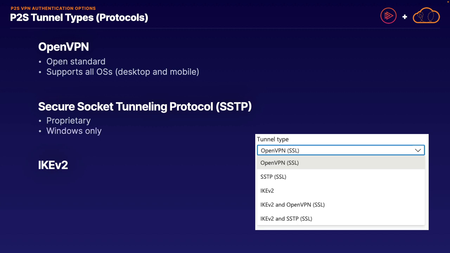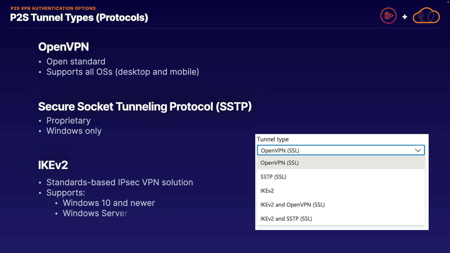And then finally, our last tunnel type is IKE version 2, which is a standards-based IPsec VPN solution. From a pure protocol perspective, this is most similar to the same method that our site-to-site VPN uses, which is also IPsec and IKE version 2. And from a support or compatibility perspective, it has almost the same range of compatibility as OpenVPN, which includes Windows 10 operating systems and newer. So in other words, older versions of Windows up to Windows 8 do not support IKE version 2. From a Windows Server perspective, it is supported on Windows Server 2016 and newer, and it also supports the other major operating systems, including macOS, Linux, and Android as well.